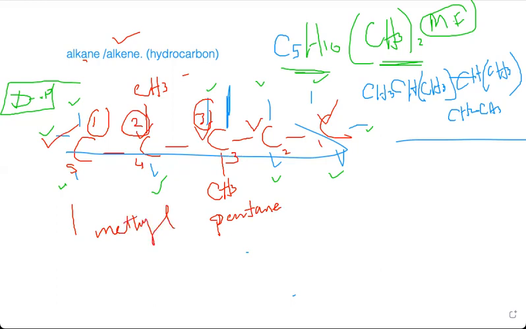I can write methyl here. But you can see the methyl: one methyl is here at the 2nd carbon, and the 2nd methyl is here at the 3rd carbon. So you have to say 2,3-dimethylpentane. You have to mention the number that shows where you have a methyl here.